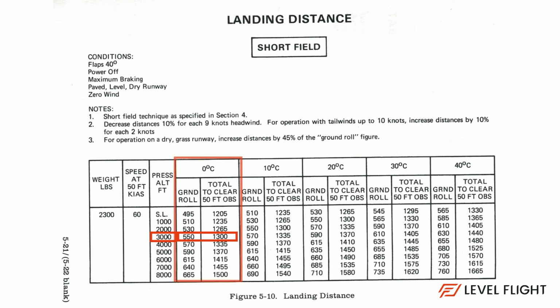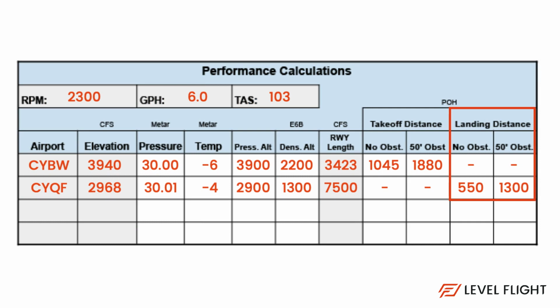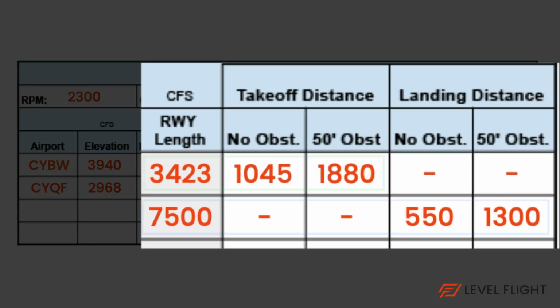You will note that we used the 0-degree column again because we are operating at a temperature below 0. Record these numbers in your nav log. Now looking at the nav log and referencing the takeoff and landing distances, do we have enough runway available? Yes, we do.